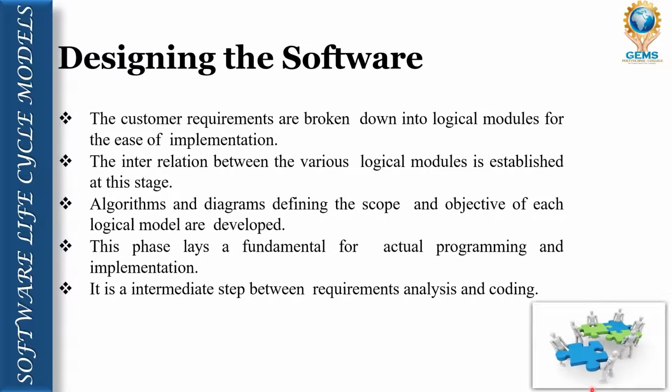See here, this image says that we have altogether 4 modules. Now they are going to be clubbed together to make the final software product. So it says that the customer requirements are broken down into logical modules. Why? Because it is easy to implement. Then each logical module has an interrelationship between them, and algorithms and diagrams define the scope and objective of each logical module. So this phase lays a foundation for the actual programming implementation.